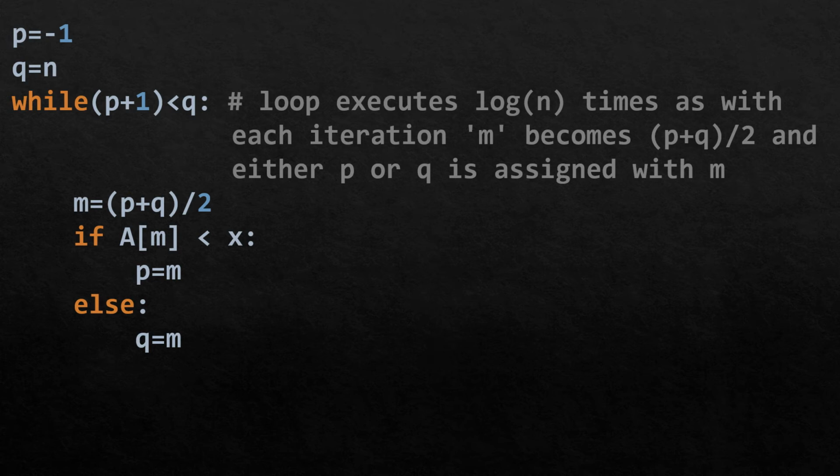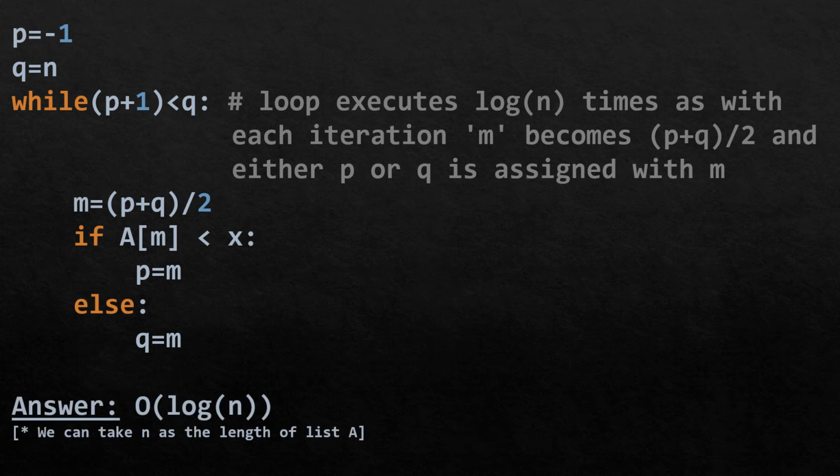So in this scenario, what will happen? The complexity of this piece of code will be order of log n. So here we can take n as the length of the list A. Otherwise, if we take any value for n which is more than the length of list A or less than the length of list A, then you may get some error for the actual program. All right.